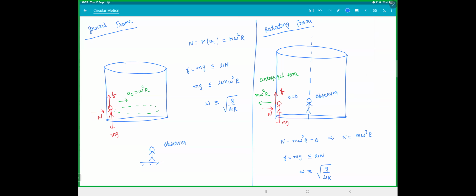Is this clear, everyone? So you take a call. You want to use centripetal force, centripetal acceleration, or you want to use centrifugal force. Just make sure you can't use both at the same time. Clear with this? So don't get confused. You can use whatever you want. You have to decide which frame you want to do it in. Clear? Let's see one more question.